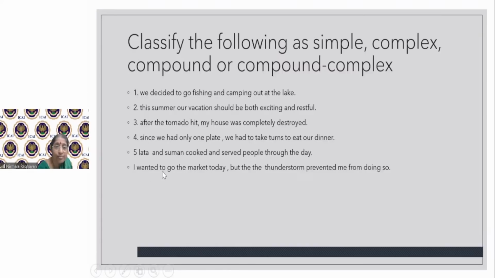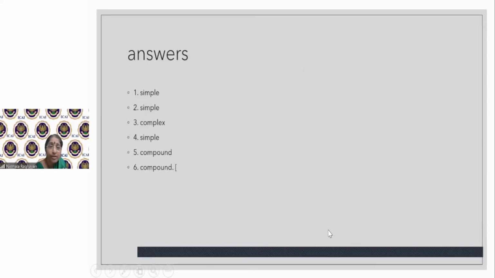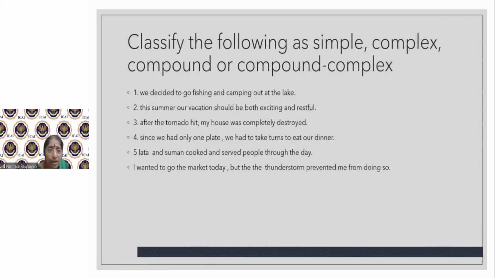I wanted to go to the market today, but the thunderstorm prevented me from doing so. So this is a compound complex sentence. Now let's look at the answers. It's just a compound. Let's see. I wanted to go to the market today. That can be a sentence, a main clause. The thunderstorm prevented me from doing so, because the "so" has a reference to the main clause here. So it's not a compound sentence. A compound sentence is something that will give you complete meaning.